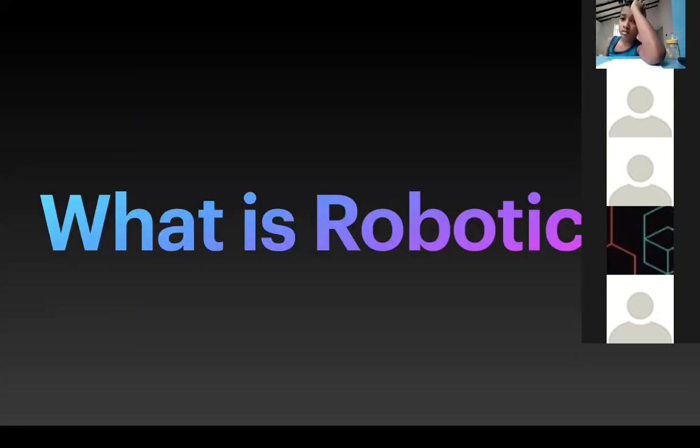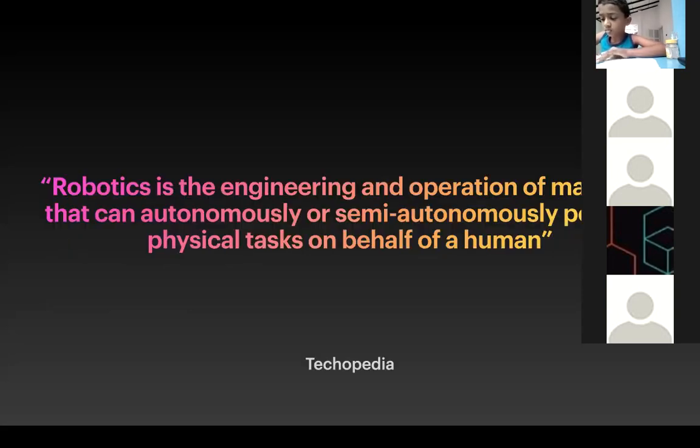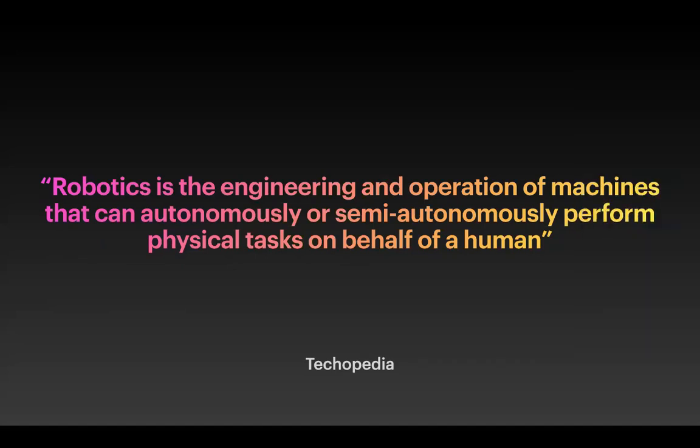Then we'll go to this big topic, what is robotics, right? I gave you a basic idea why we need robots, right? So now I will give you an introduction to what is robotics. By definition, robotics is the engineering and operation of machines that can autonomously or semi-autonomously perform physical tasks on behalf of a human. And this was said by Techopedia, right? This is a website.